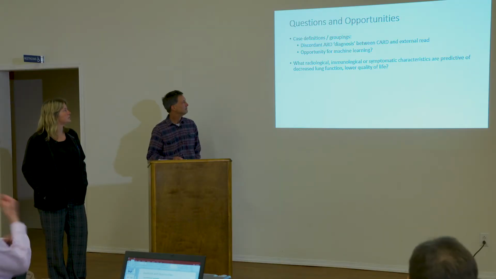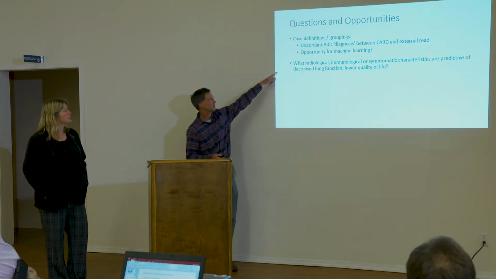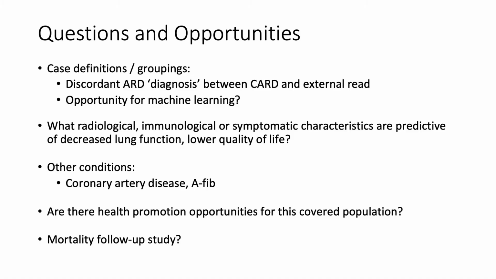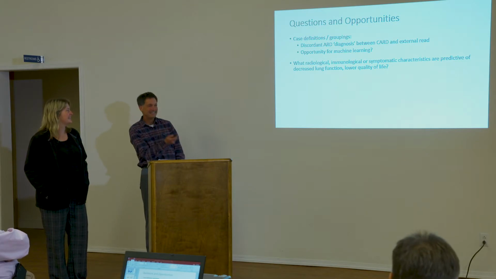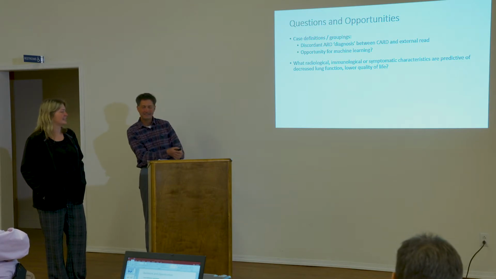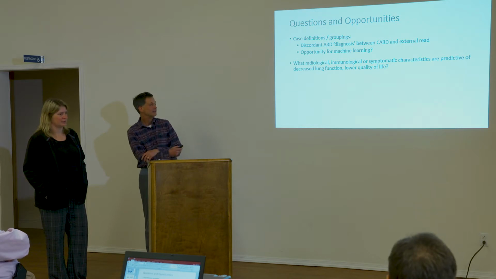And then this is sort of another $1 million question, of course, right? What are the radiological, immunological, and symptomatic characteristics that are predictive of decreased lung function? You'd think we'd be able to figure that out with all this data that's here, right? I think the ANA stuff that Gene and Tracy are going to start to capture, maybe that'll help down the road.